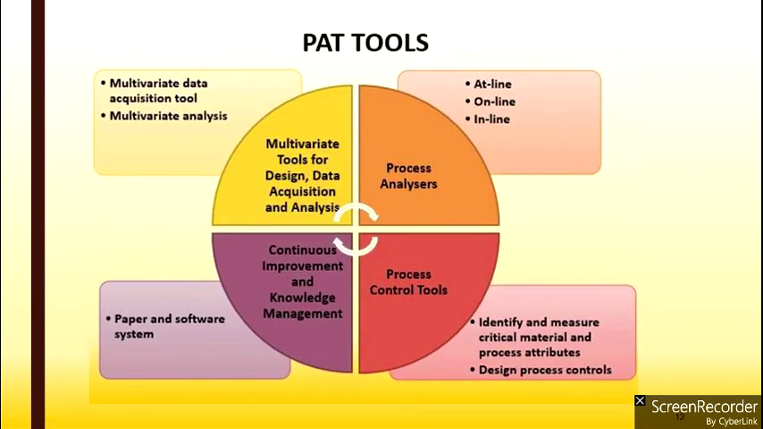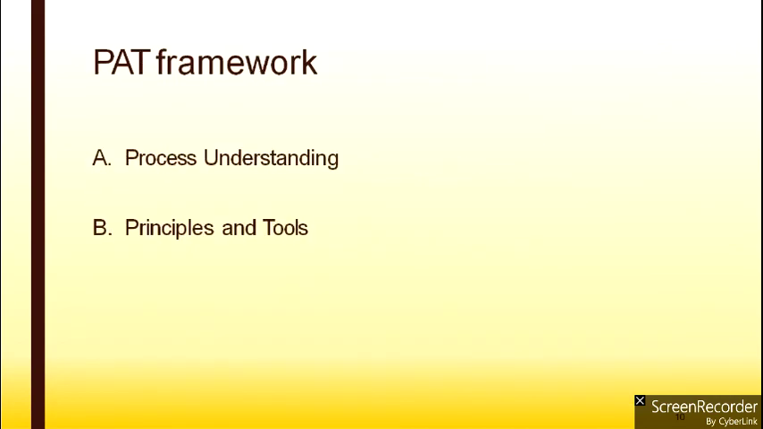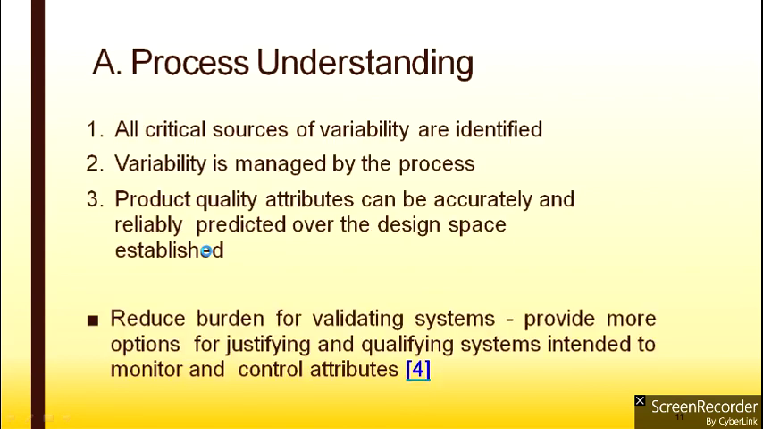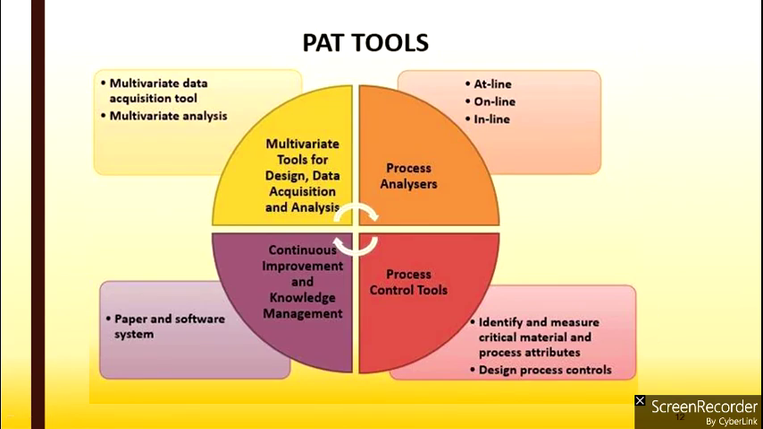Fine. Now second is, what are the tools you need? The principles and tools. Once you have identified the critical processes, you have to decide what tools you require. Tools may be analyzing tools, like a software tool. Here there is a tool called data acquisition, there is a process analyzer, process control tools, continuous improvement, and knowledge management.